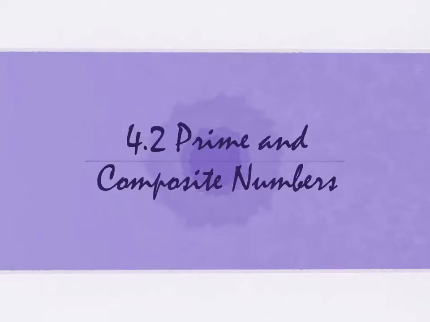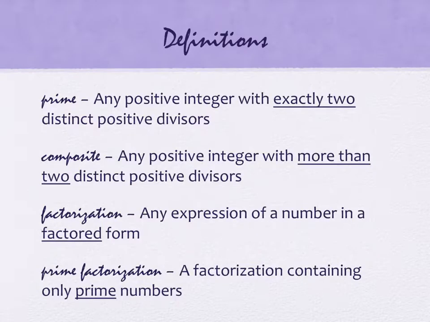Section 4.2 is going to continue our discussion of divisibility. That's really what Chapter 4 is all about, is about divisibility. And in particular, we're going to look at two specific types of numbers, prime numbers and composite numbers. So let's first define what we mean so that we're all talking about the same thing when we say these words.